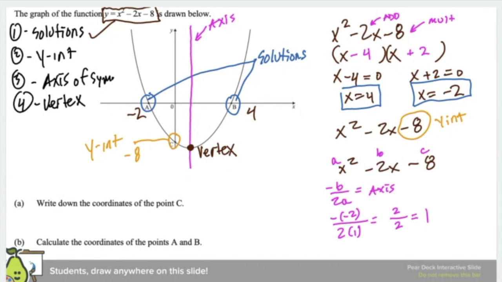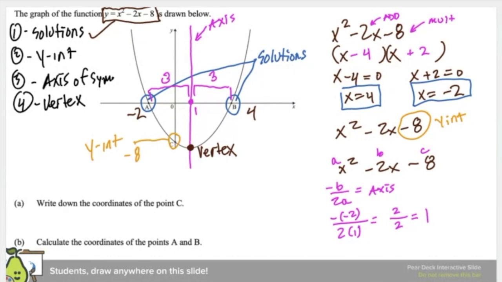And the way to check that is I say, okay, it has to be the same distance. So from here to here has to be the same distance as from here to here. And so if this is 1, I'll say, oh, 1 plus 3 gives me 4, and 1 minus 3 gives me negative 2. So that's how I know it's an axis of symmetry, it cuts it in half. So now I think I've filled in almost everything here.